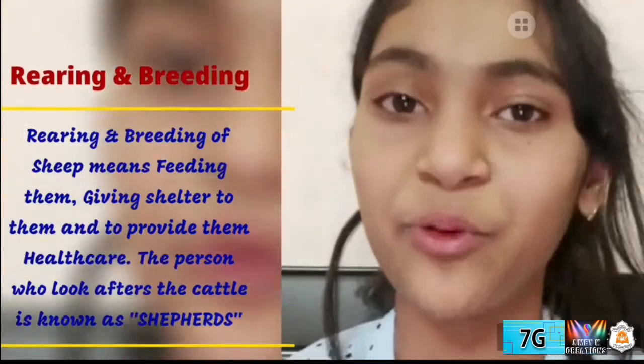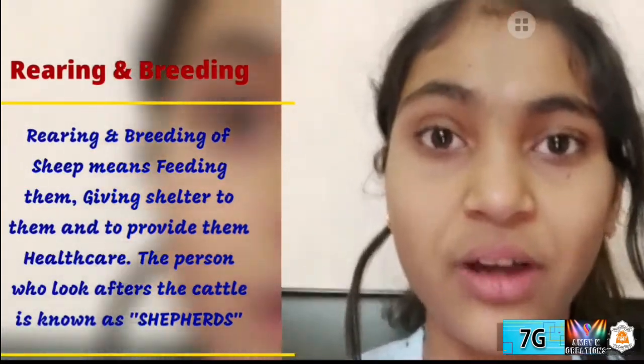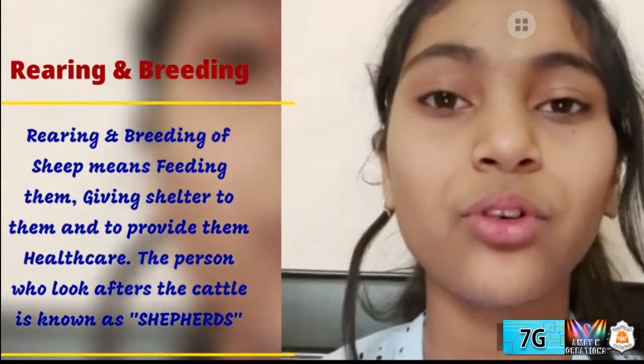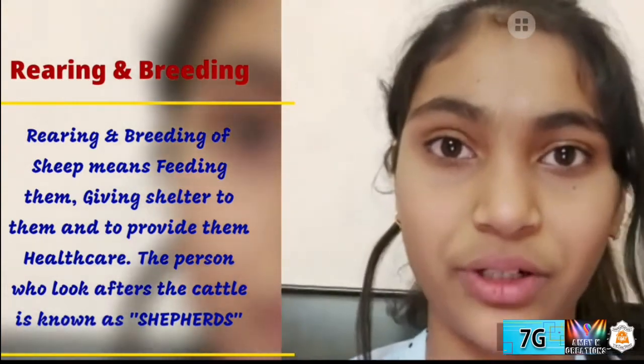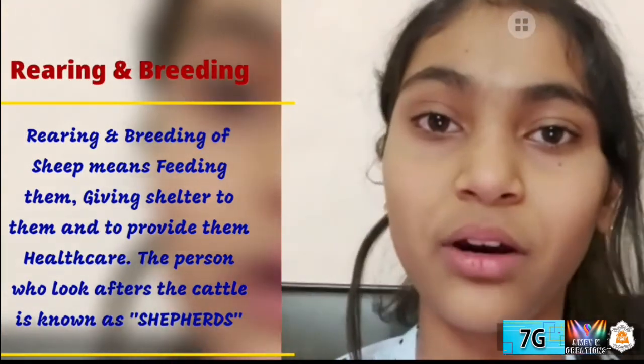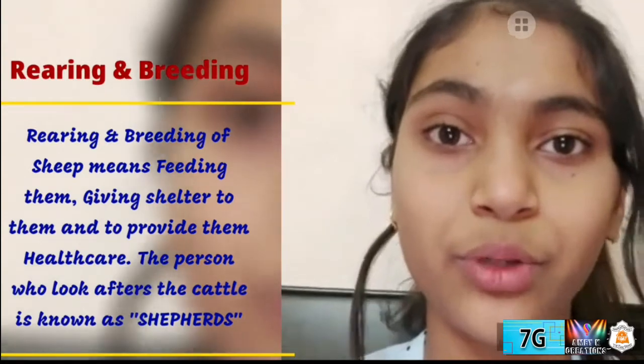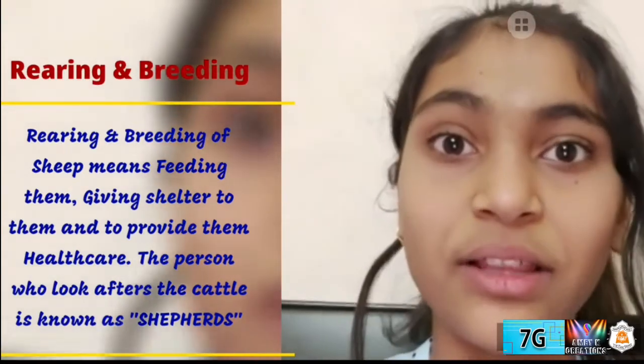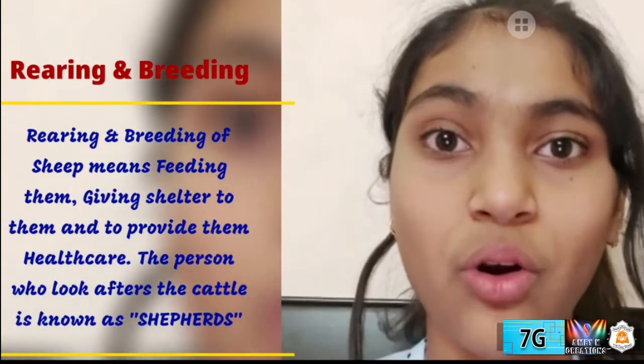Rearing and breeding of sheep means to look after the sheep by providing them feed, shelter and health care. The people who look after the sheep are called shepherds. The sheep are herbivores and prefer to eat leaves and grass. The shepherds take their herds of sheep to the countryside for grazing.